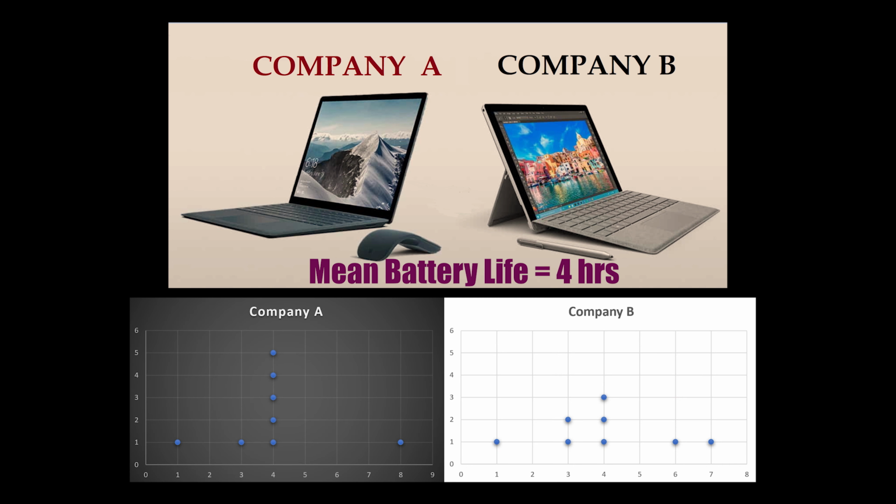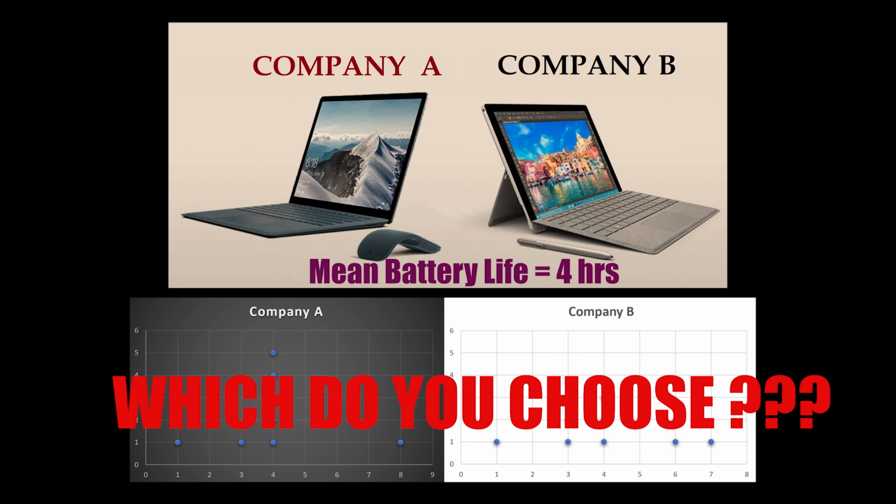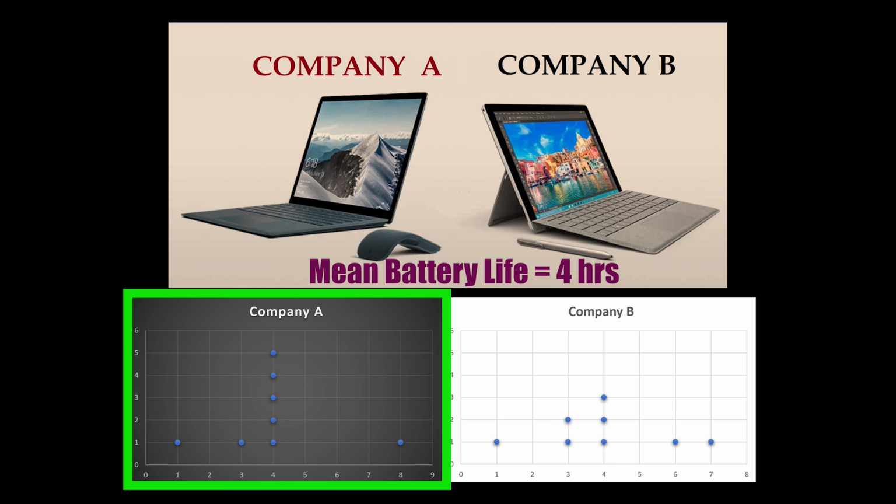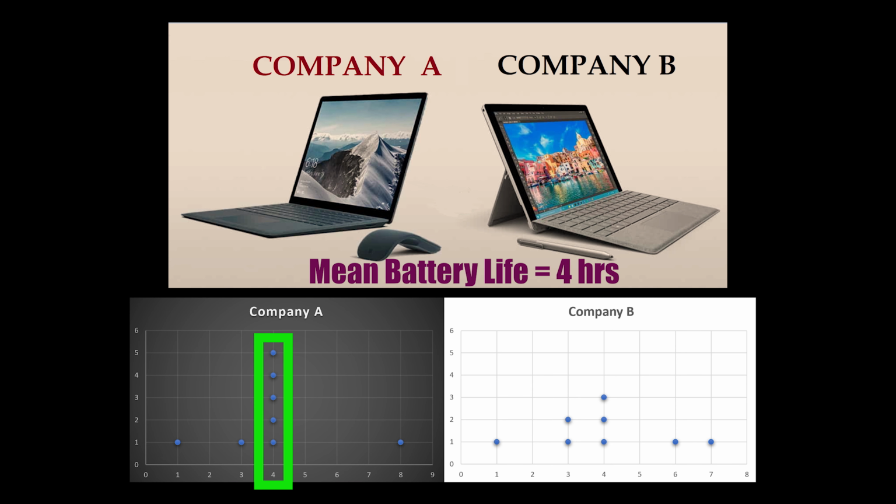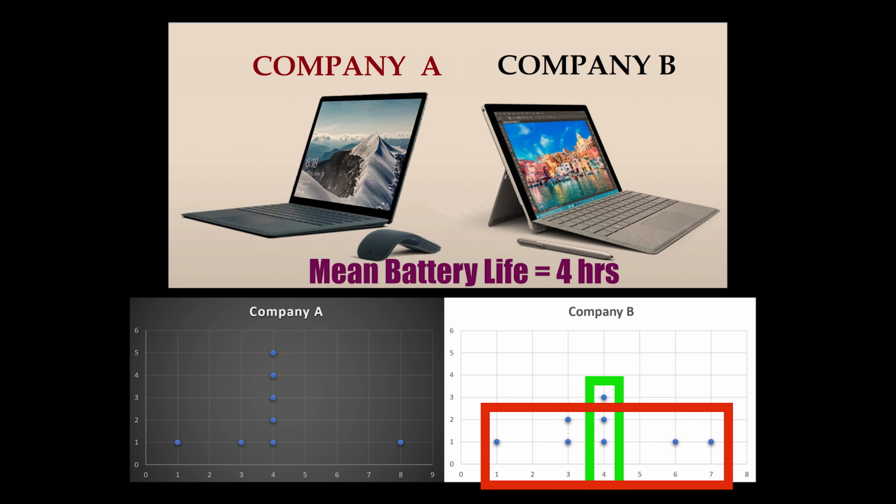What if we were now shown the data used to calculate each laptop's mean battery life? Which laptop would you choose now? Company A's. Why? Because more of their trial laptops reported having a battery life closer to 4, meaning more data points were centered around the mean. If we look at Company B, we see that though the mean is 4 and some data points are centered around it, most of the points are spread across the graph.